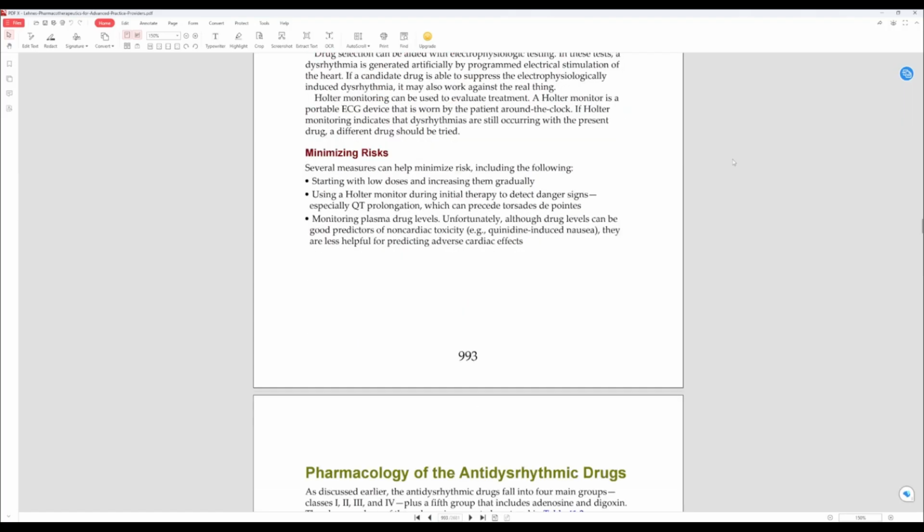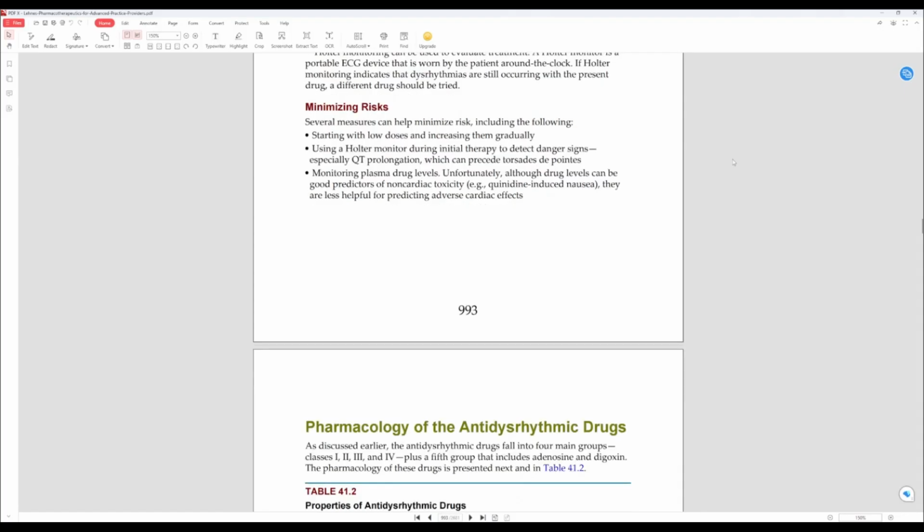Minimizing risks. Several measures can help minimize this risk, which include starting with low doses and increasing them gradually, using a Holter monitor during initial therapy to detect danger signs, especially a QT prolongation, which can precede torsades de pointes. And finally, monitoring plasma drug levels. Unfortunately, although drug levels can be good predictors of non-cardiac toxicity, they are less helpful for predicting adverse cardiac effects.